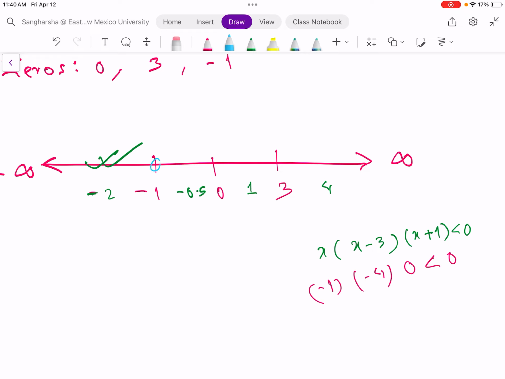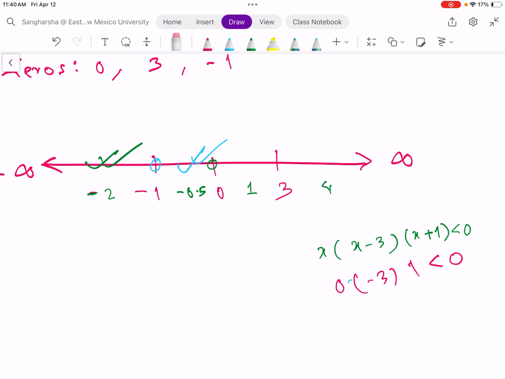So we have an open circle. Okay. Now let's check with negative 0.5. So we have negative 0.5, negative 0.5 minus 3, that is negative 3.5, negative 0.5 plus 1, that is 0.5, less than 0. So we get a negative number less than 0. So this is a solution. The second interval is also a solution. Let's check for 0. So 0, 0 minus 3, minus 3, 0 plus 1, 1, 0 less than 0. This is not a solution. So we have an open circle at 0.